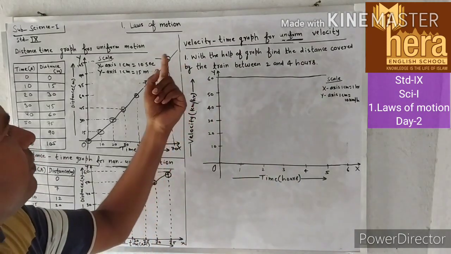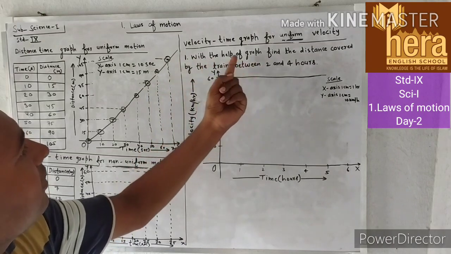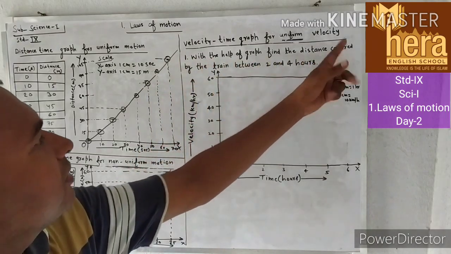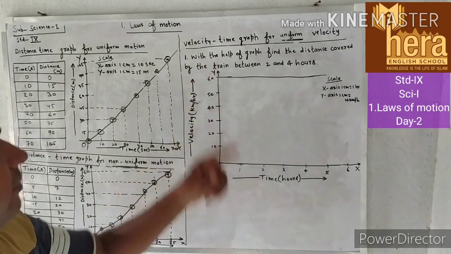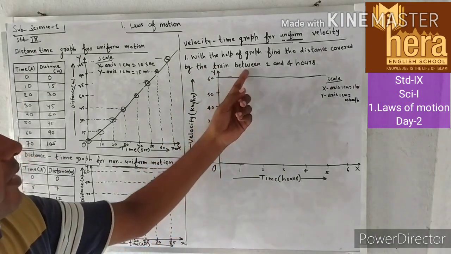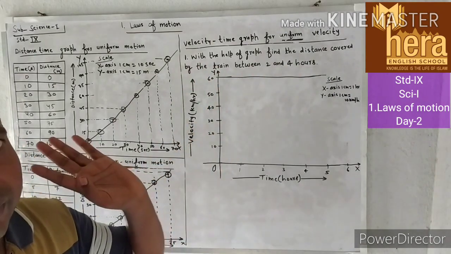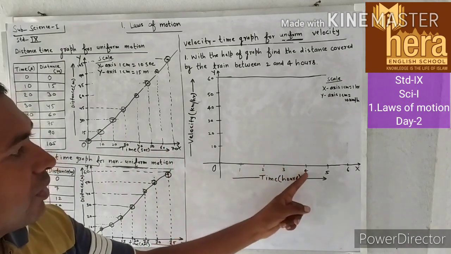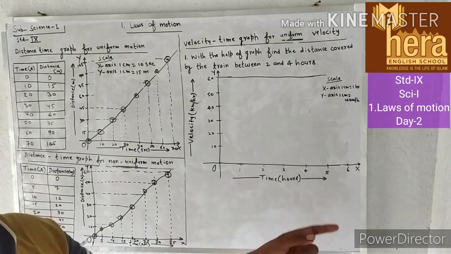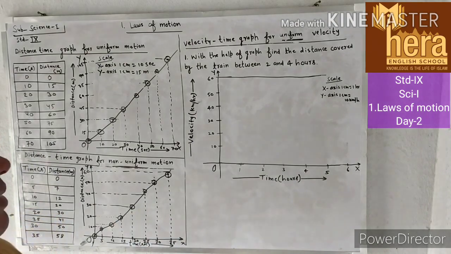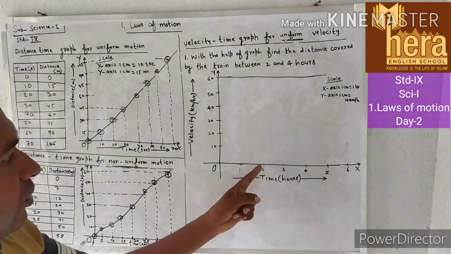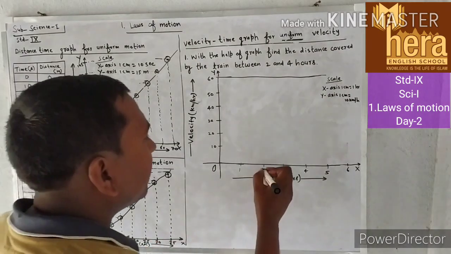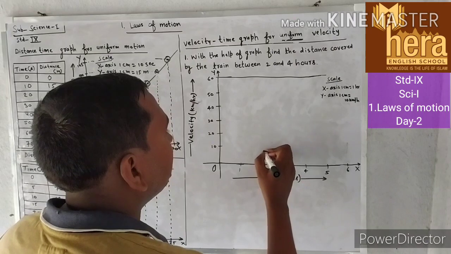So on the basis of this graph, what you have to do? With the help of the graph, find the distance covered by the train between 2 and 4 hours. Here is the 2, here is the 4. So what you have to find is the distance covered by a train between 2 and 4 hours. 2 hours is here. So draw a perpendicular line from 2.